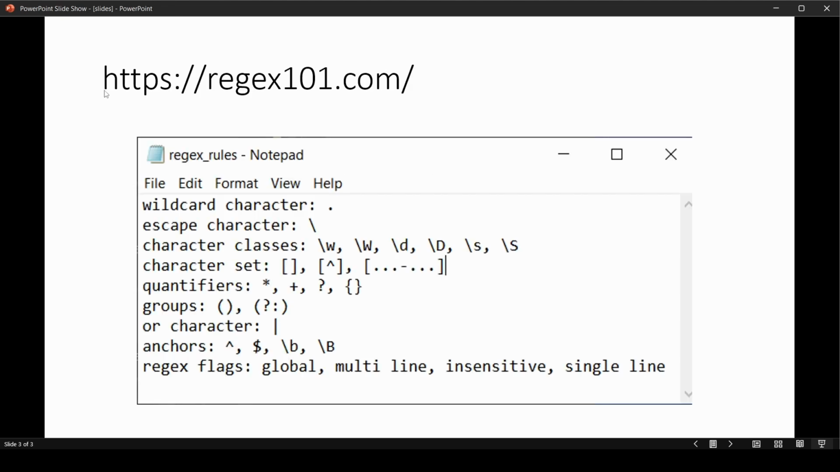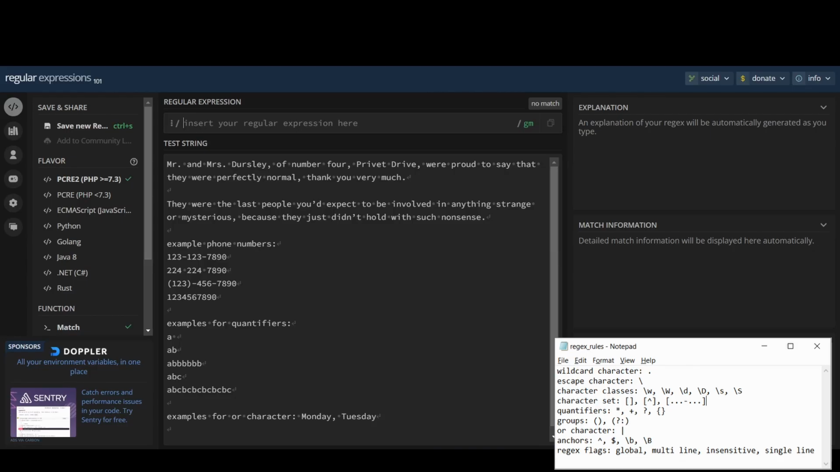In this video, we are going to leverage this regex101.com. Regex is the shorthand for regular expression. Specifically, we are going to cover topics for wildcard character, escape character, character classes, character set, quantifiers, groups, or characters, anchors, and regex flags. This is the website for regex101.com.